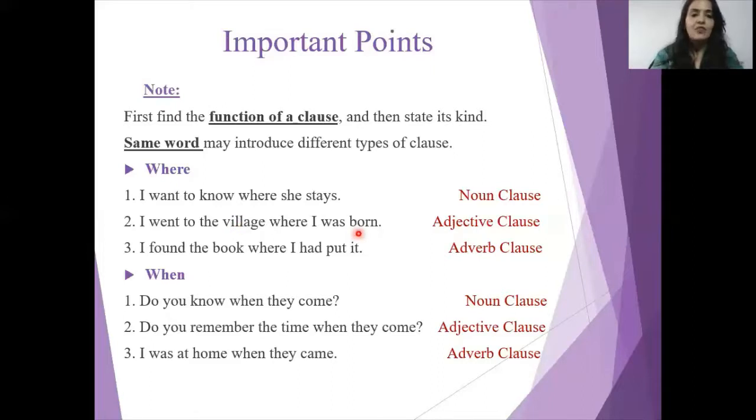Okay, so I went to the village. Which village? Which is my birthplace. It is qualifying this village, this noun. So this is an adjective clause because this is telling the quality of the village. This is my birthplace. I found the book where I had put it. I found the book. Book is the object here. Okay, first if we divide, I found the book. This is the principal clause. Where I had put it. This is the dependent clause. But which dependent clause? I found the book. What did you find?